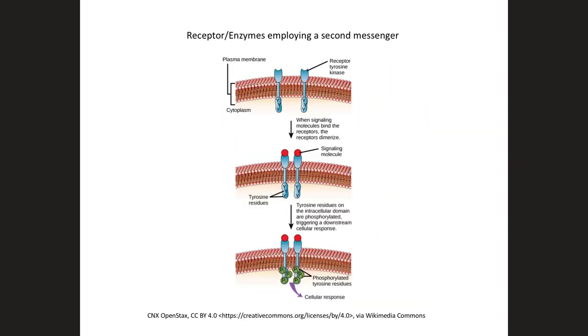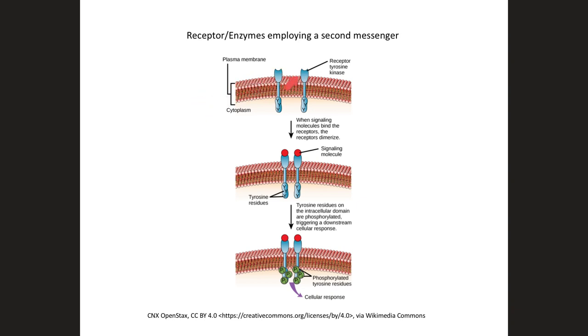Then we have receptor enzymes that use a second messenger. So there is the first signaling molecule that comes in, binds to the enzyme, and then the enzyme does some reactions to generate a second molecule that's going to be the second messenger, and then that second molecule sends a signal and makes something happen.